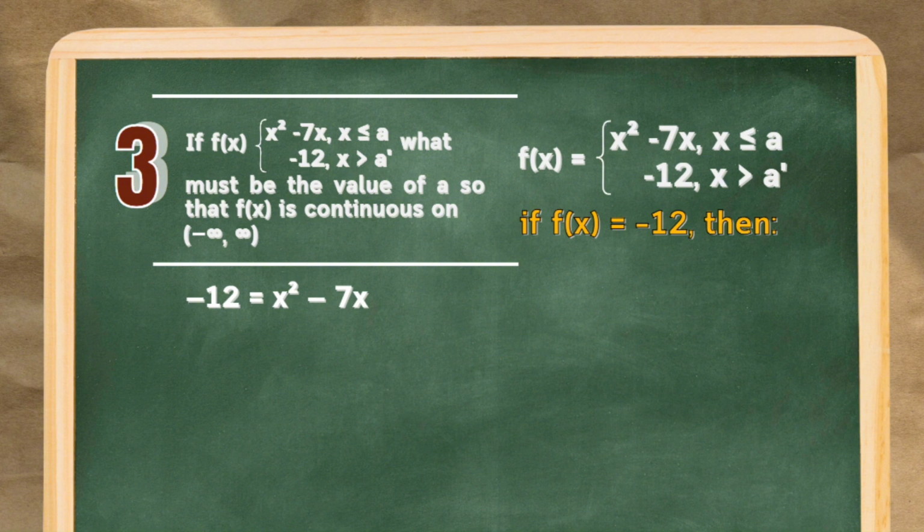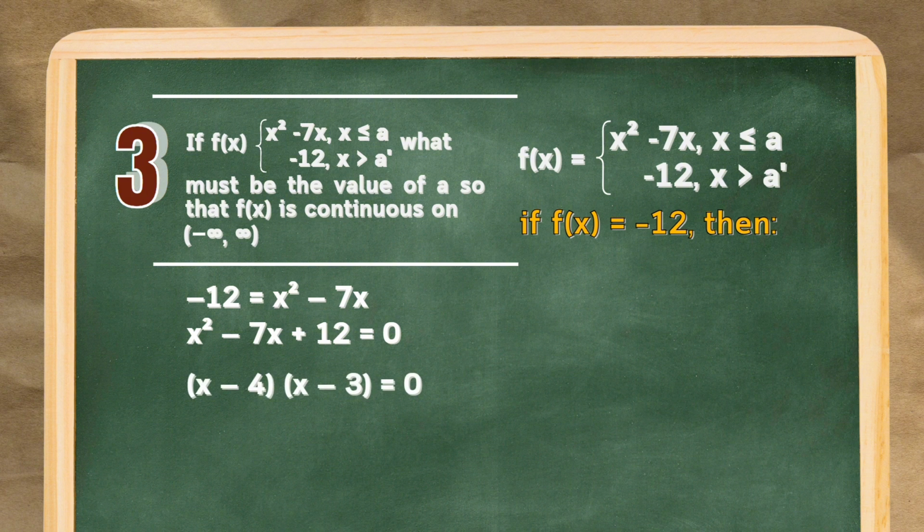After this, to factor the equation, we will move the negative 12 to the right side, and it will be positive 12, and equate it to 0. So, x squared minus 7x plus 12 is equal to 0. As we all know, to factor this kind of equation, we will think of two numbers that when multiplied give 12, and when added give negative 7. That would be negative 4 and negative 3.